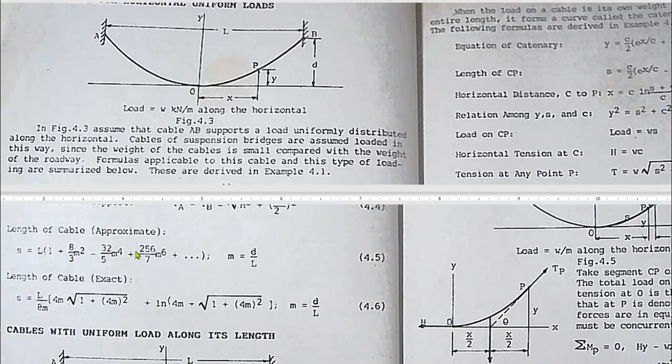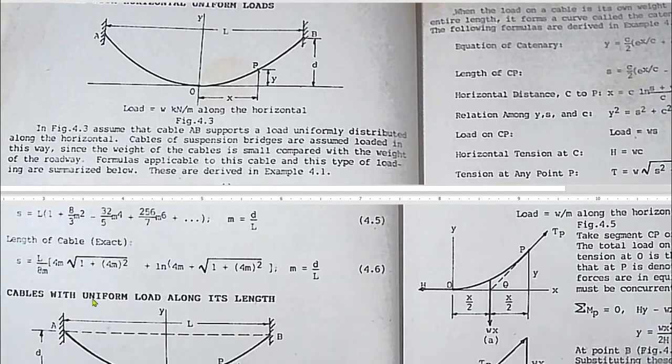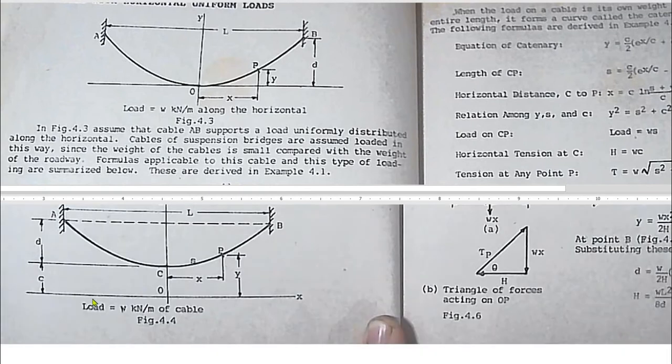Decimal, decimal, decimal, something. And then, etong S na yan, this is the arc length, ano? Or the length of the cable, and then L is the horizontal length. So obviously, yung length of cable is longer than the horizontal length. Okay? Then meron ding equation ng length of cable which is exact. Ayan. No? Next, we now go to cables with uniform load along its length.